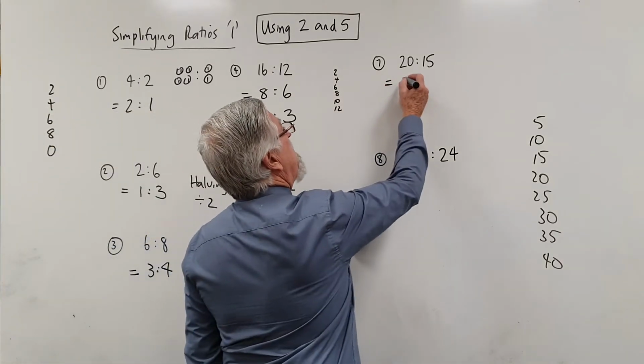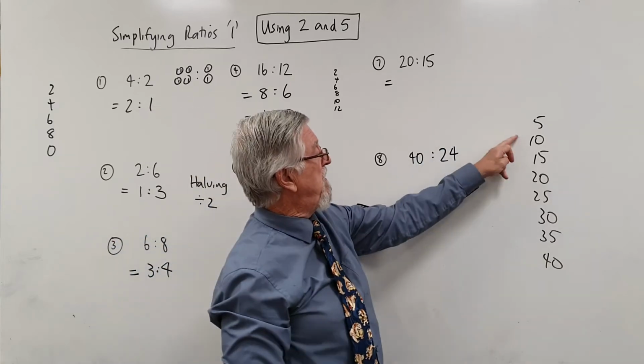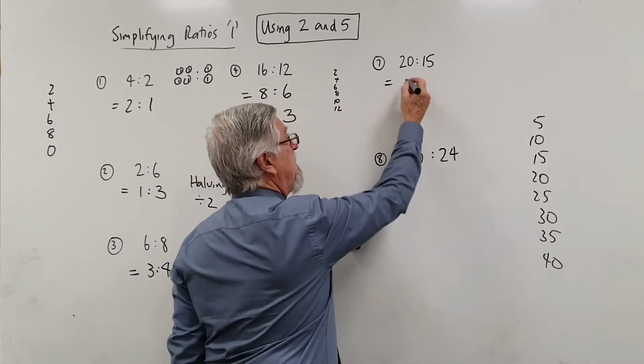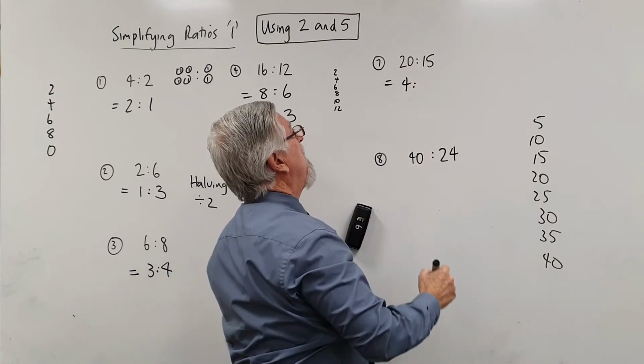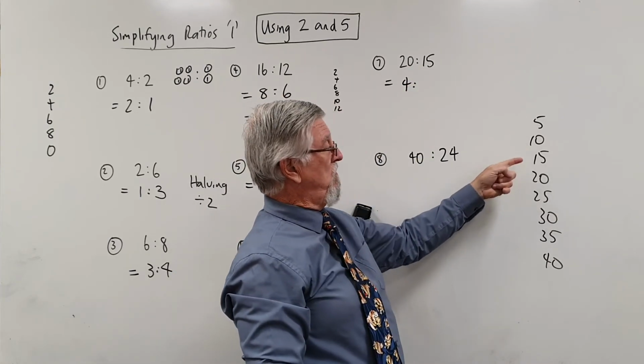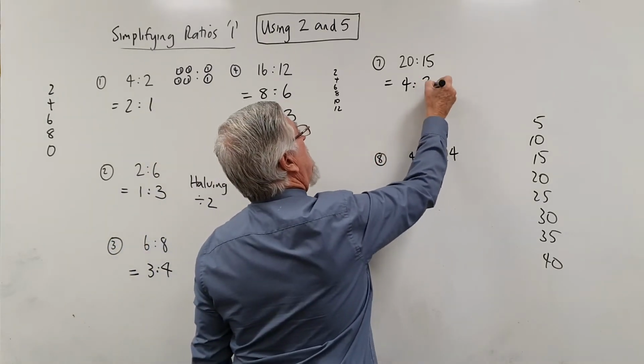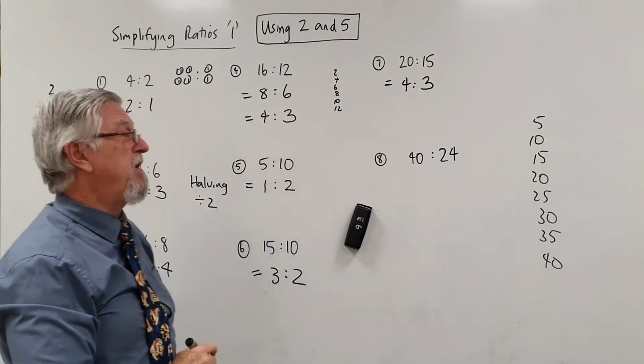So this one over here, how many 5s into 20? 5, 10, 15, 20. So if you're really bad at your times tables, you can always write them down. 5 into that is 4. 5 into 15 is 1, 2, 3. So not only on your fingers, you can always write it down as a question. Now 4 and 3 can't simplify any further.